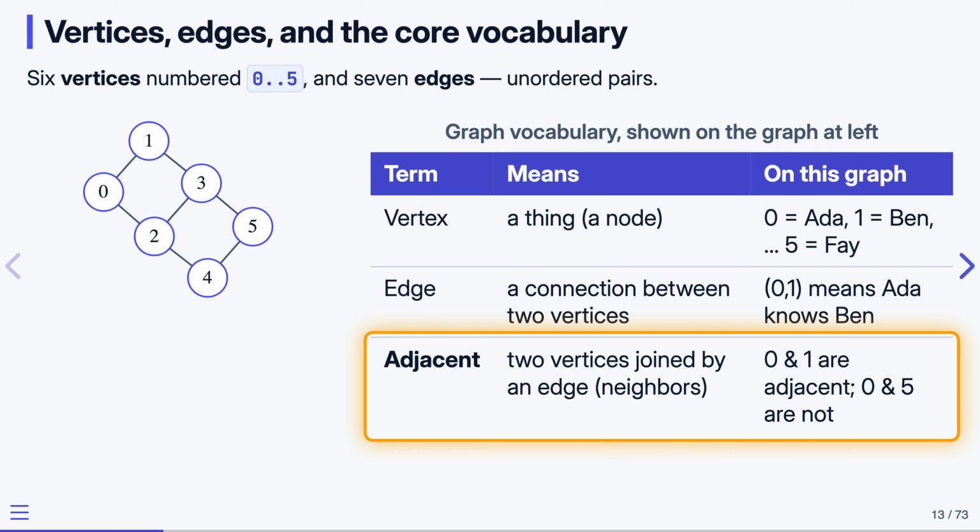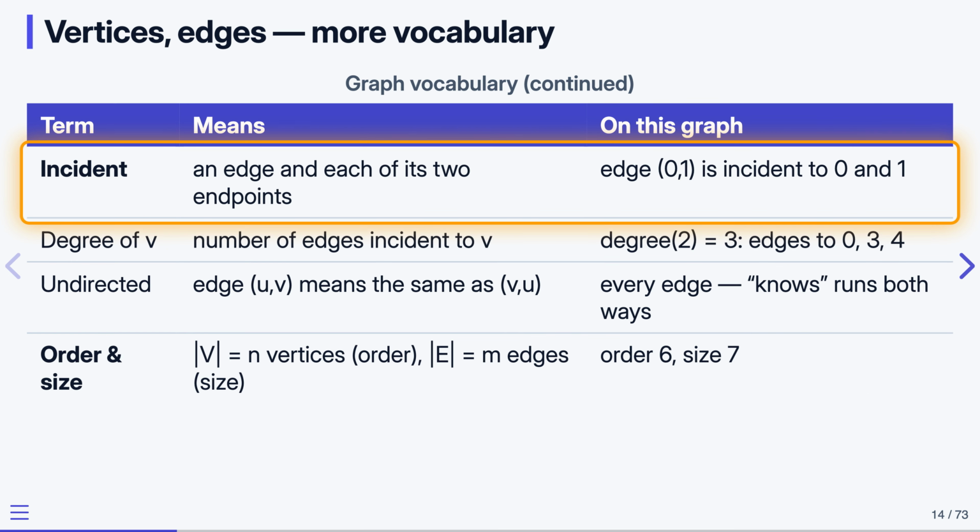Two vertices are adjacent when an edge joins them. They are neighbors. Vertex 0 and vertex 1 are adjacent. Vertex 0 and vertex 5 are not. Incident is a word for an edge and each of its two endpoints. The edge 0, 1 is incident to vertex 0 and to vertex 1.